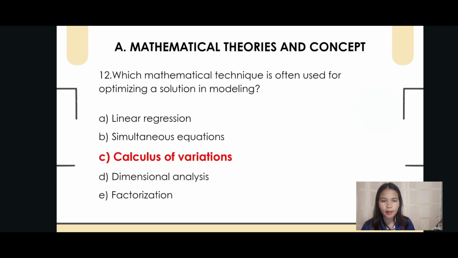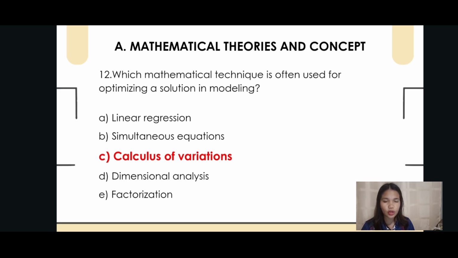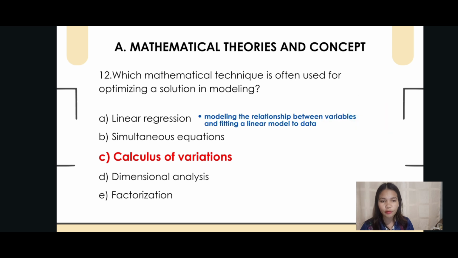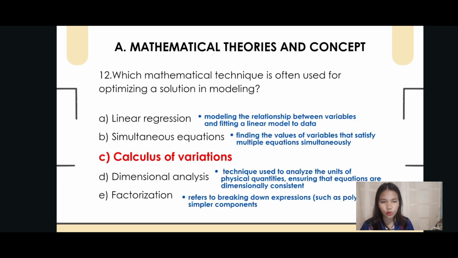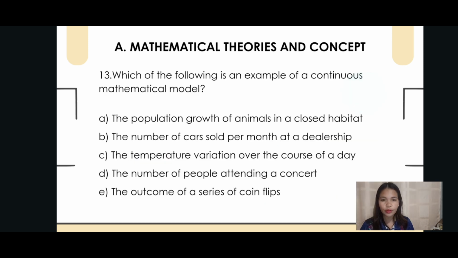In mathematical modeling, calculus of variations is a technique often used to optimize a solution. In optimizing a system, like minimizing the cost of materials or optimizing a path for traffic flow, calculus of variations allows you to find the optimal function that satisfies certain boundary conditions and constraints. So therefore, the calculus of variations, option C, is the most appropriate mathematical technique for optimizing a solution in modeling. Let's move to number 13.